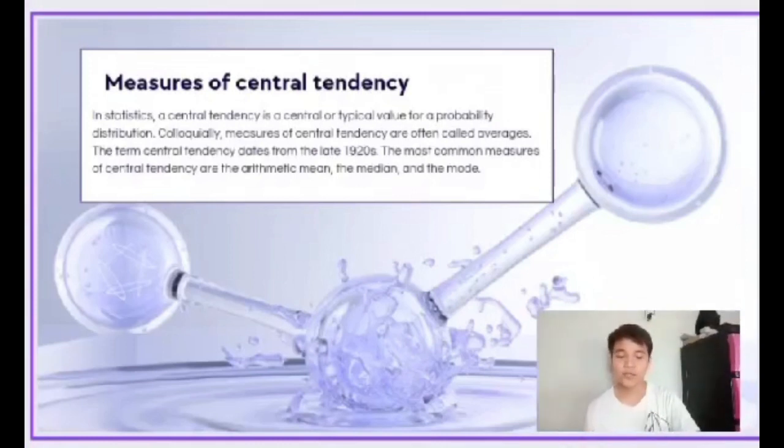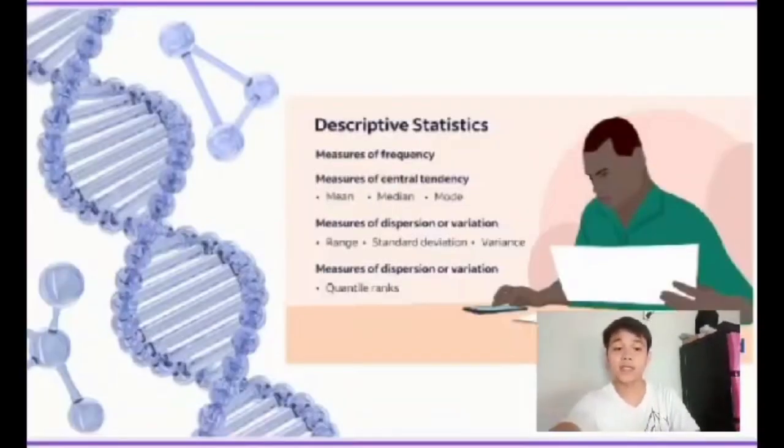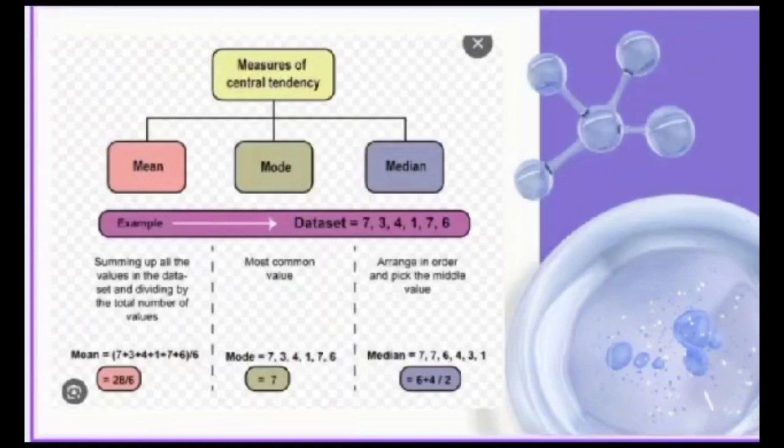Measures of central tendency are also referred to as a measure of center or central location. It is a summary measure that attempts to describe a whole set of data with a single value that represents the middle or center of its distribution. In descriptive statistics, there are measures of frequency, which include the measures of central tendency, containing the mean, median, and mode.